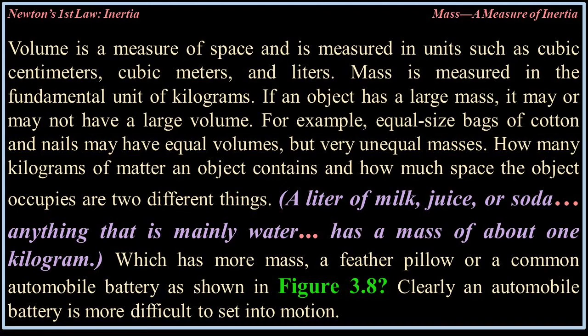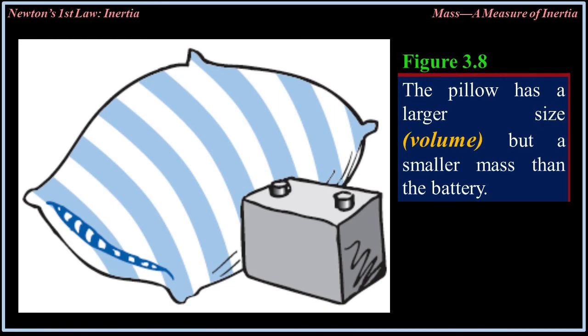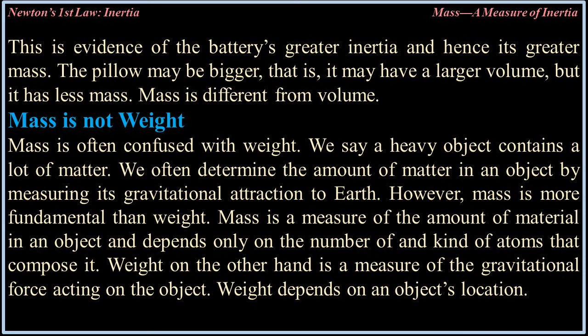Which has more mass, a feather pillow or a common automobile battery, as shown in Figure 3.8? Clearly, an automobile battery is more difficult to set into motion. The pillow has larger volume, but a smaller mass. This is evidence of the battery's greater inertia and hence its greater mass. The pillow may be bigger, that is, it may have a larger volume, but it has less mass. Mass is different from volume.